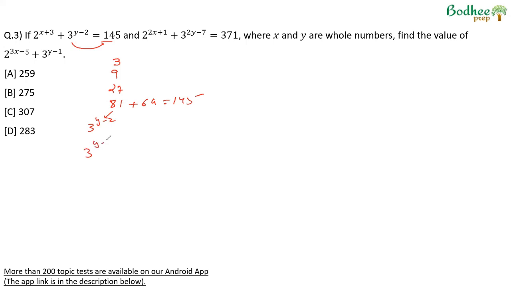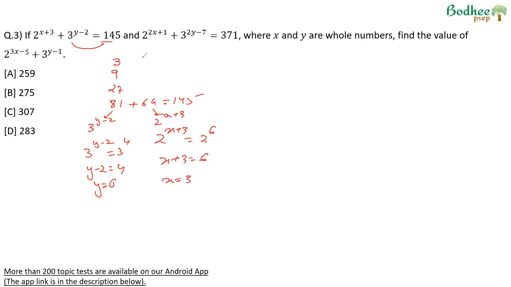81 is 3 raised to power 4. So y minus 2 is equal to 4, y is equal to 6. And this becomes 2 raised to power x plus 3. 64 is 2, 4, 8, 16, 32, 64, 2 raised to power 6. So x plus 3 becomes 6. x is equal to 3.